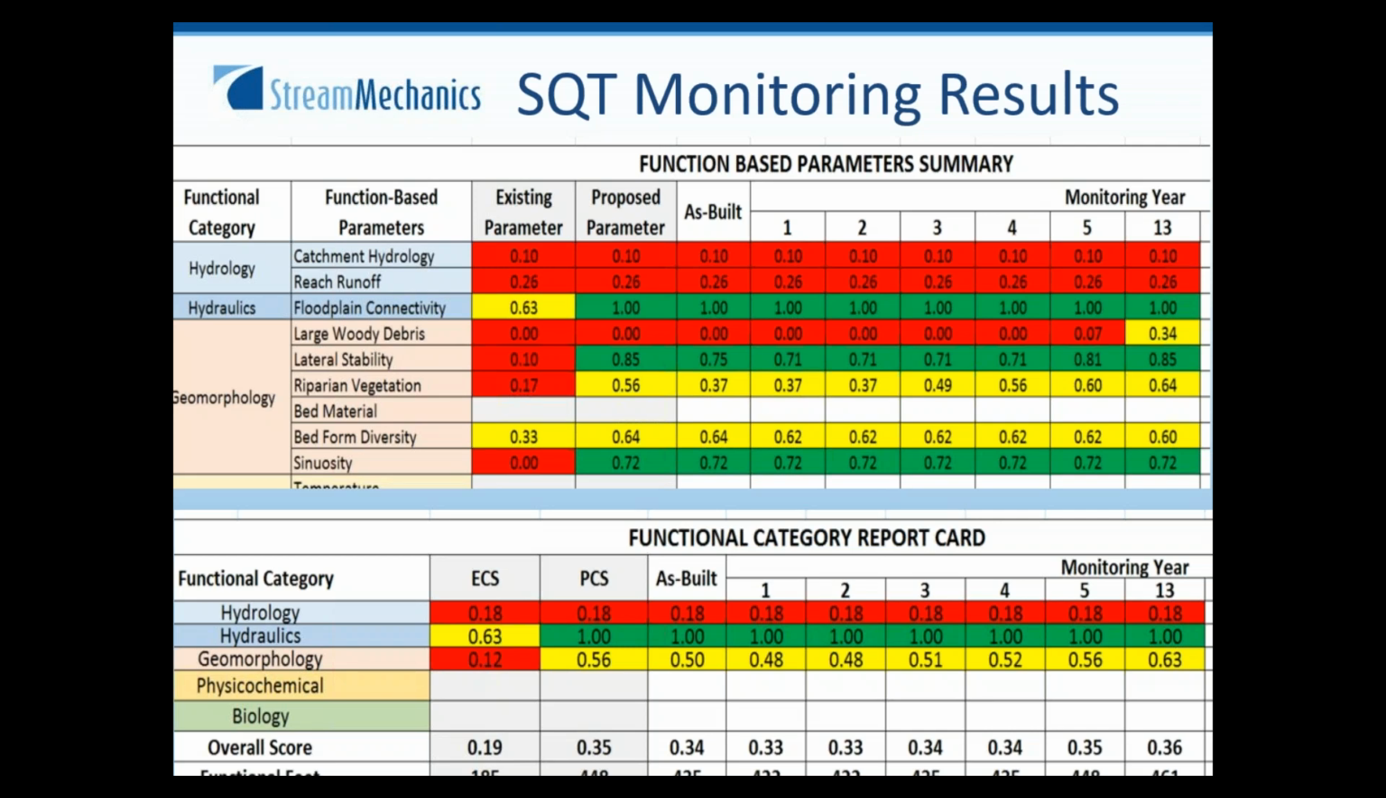Other parameters like floodplain connectivity, you can see it was changed, and then it just stayed the same throughout those monitoring years. Whereas things like riparian vegetation, you can see the as-built is not as good as the proposed, but over time, that parameter is getting better and better. So if we look down at the very last row, you see the existing condition functional foot was 185, proposed was 448, as-built was less than that at 435. That will be common, but then by year 5, we hit the 448. And what's encouraging is we went back in year 13 to see how the site was doing, and it was actually getting better, 461. So you could use the tool to basically measure channel evolution, channel change over time. And fortunately here, the trajectory is still up.